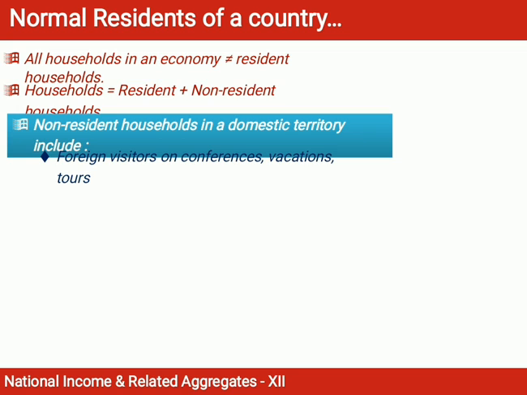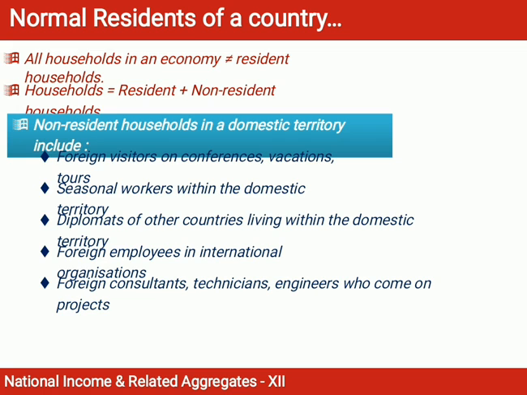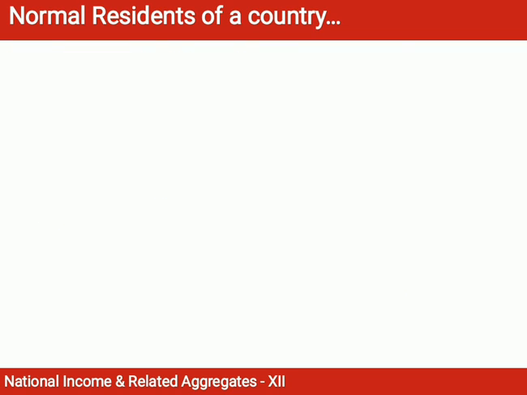All households in the economy are not the residents of the country. Those households include resident plus non-resident households. Following are the non-resident households in a domestic territory: foreign visitors on conferences, vacations, tours, seasonal workers within the domestic territory, diplomats of other countries living within the domestic territory, foreign employees in international organizations and foreign consulates, technicians and engineers who come for a project. These non-resident households are not included in the country's residents.